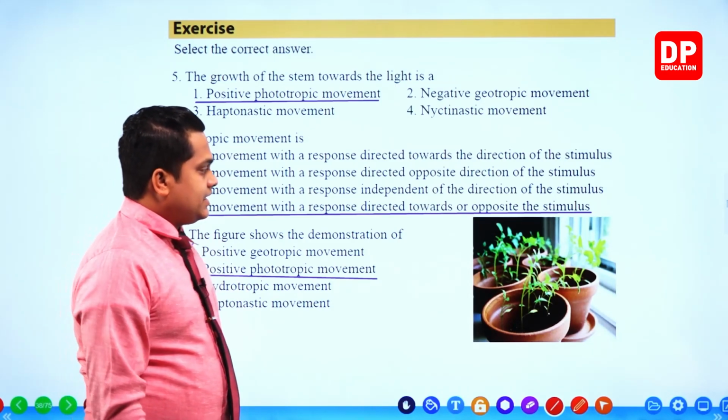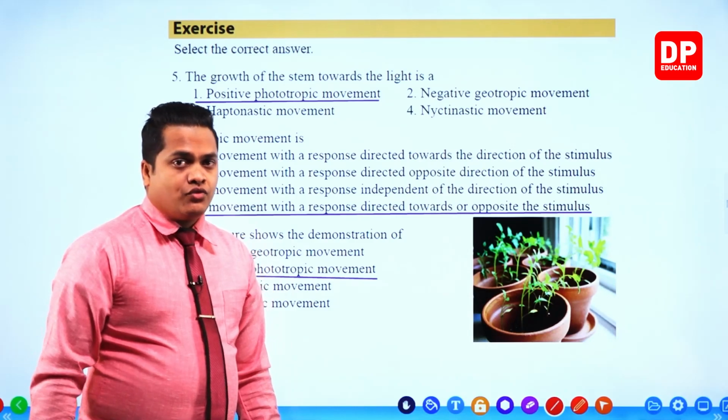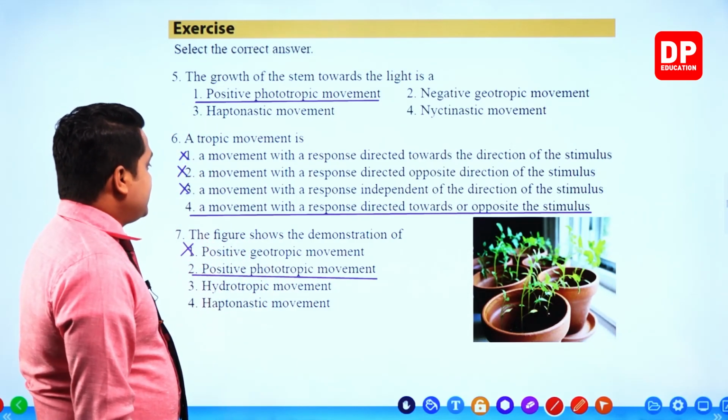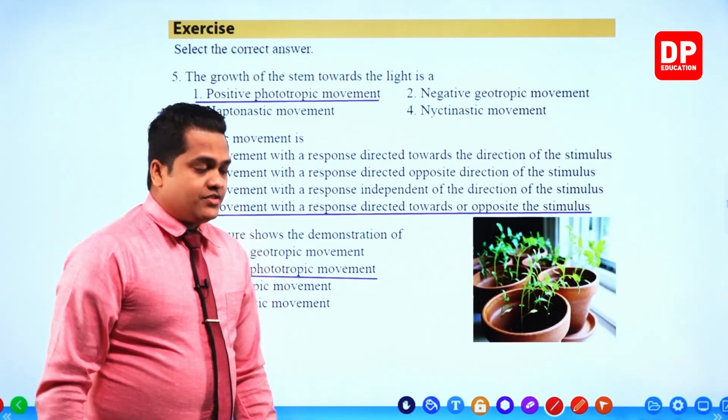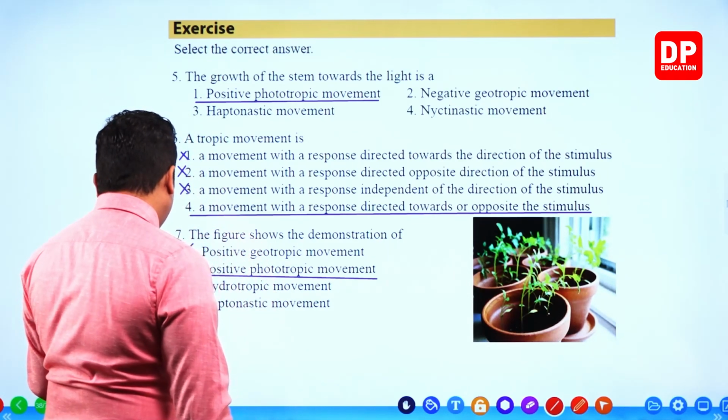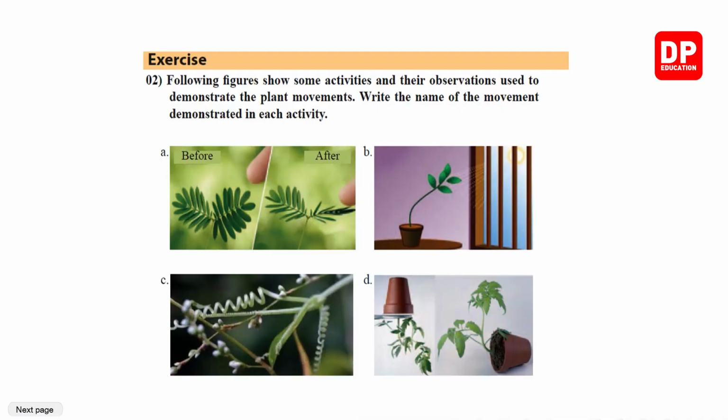Okay, so these are the answers for questions 5, 6 and 7, my dear children. Right? Okay then, let's move on to the next question. The following figures show some activities and their observations used to demonstrate plant movements. Write the name of the movement demonstrated in each activity.